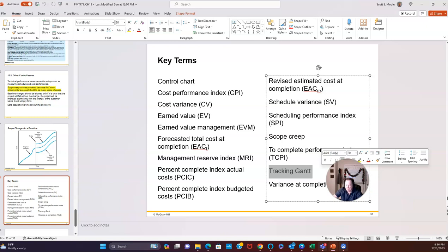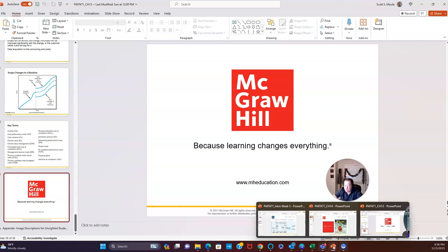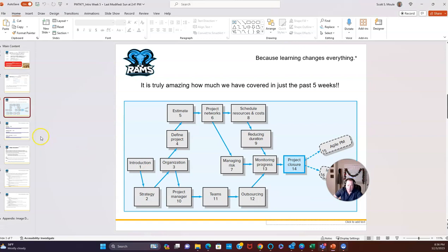And again, in most companies, 99.9%, you have software that will calculate all these formulas for you, but it's good to know the formulas and what they actually mean. So that was earned value and everything associated with earned value.